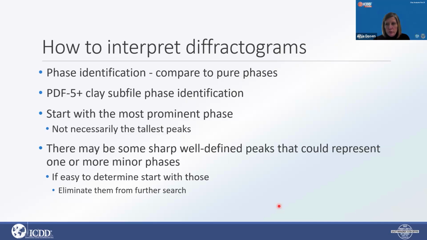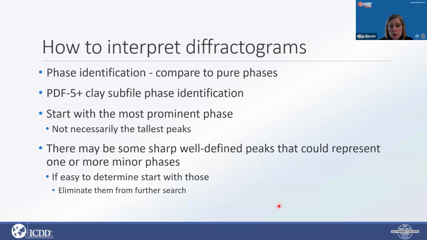And what we want to do, if we have more than one phase or not just clays, this is a general rule of thumb: you want to start with the most prominent phase. That doesn't mean the tallest peak. So you may see a sharp, well-defined peak that may throw you off, especially, for example, if you're synthesizing something and there is some solvent left or something like that. So you'll get these broad peaks, or you're doing clay nanomaterials and you have these broad clay peaks, and all of a sudden you have one sharp peak. So that may be deceiving. You got to keep that in mind.